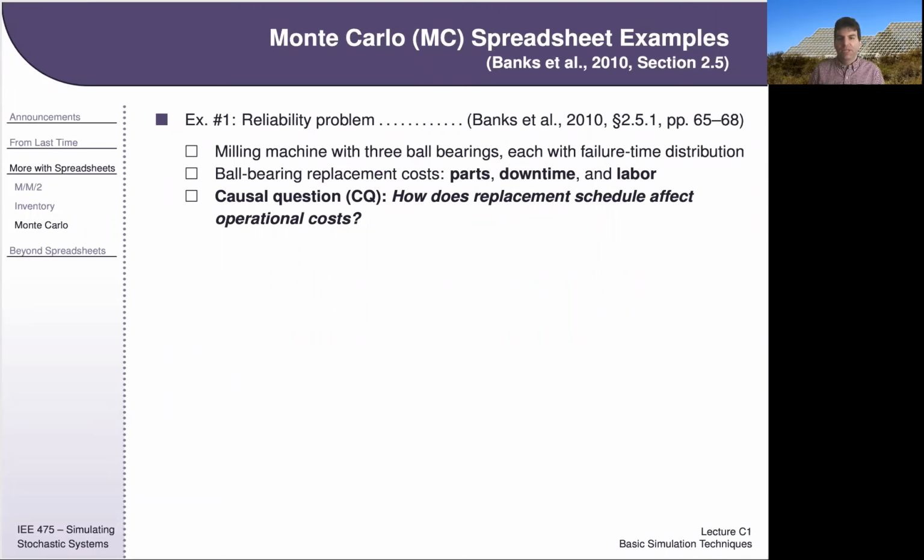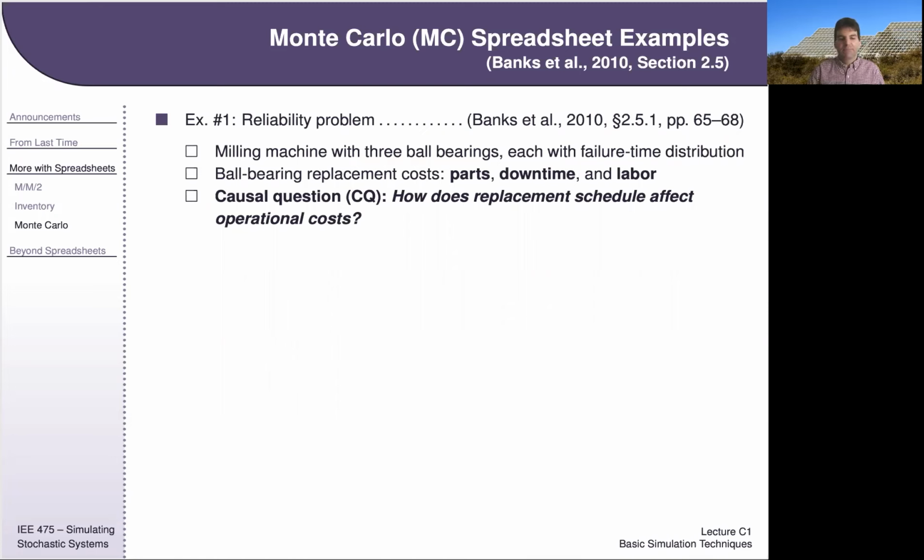The reliability problem here is you've got a milling machine and it's got 3 ball bearings. Each one of those ball bearings can fail. There's a failure time distribution, so each one will fail after a particular amount of time. Those of you who've taken courses in quality or in reliability should be familiar with this idea that things fail at different times and we can model their failure time distribution.